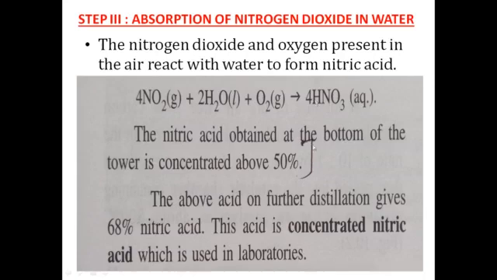The nitric acid obtained at the bottom of the tower is concentrated above 50%. The above acid on further distillation gives 68% nitric acid. This acid is concentrated nitric acid which is used in laboratories. So whatever acid we obtained is concentrated above 50%, which on further distillation gives up to 68% concentrated nitric acid. So this way we prepare nitric acid using Ostwald's process.